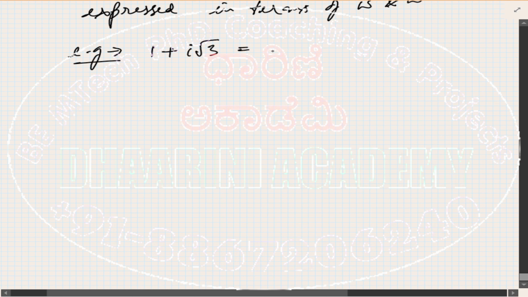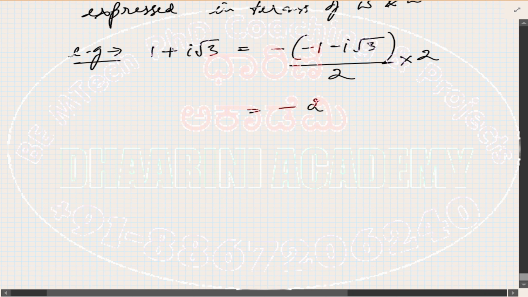I'll try to write this as minus of minus 1 minus i root 3. Okay? When you write this, I can divide by 2 and multiply by 2. Root 3 divided by 2 gives omega square. So this is minus 2 times minus 1 minus i root 3 by 2, which is omega square. So you see it has been represented as omega square. Next, let's take another example, say root 3 plus i.